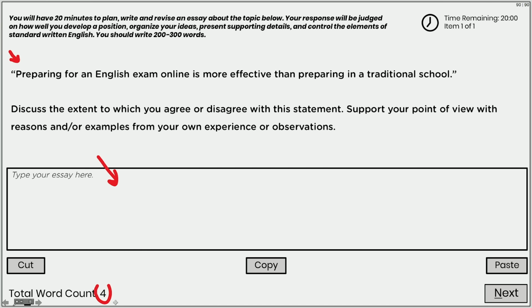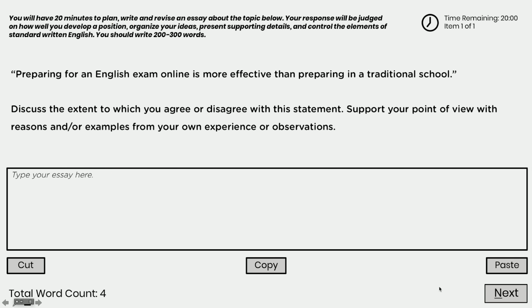The wonderful thing is it does count your words automatically. As soon as you've finished, you just click the next button here. You'll have 20 minutes. Here we go. This is what it says. 20 minutes to plan, write, and revise your essay before you click next. You might get 1 essay or 2 essays on test day.